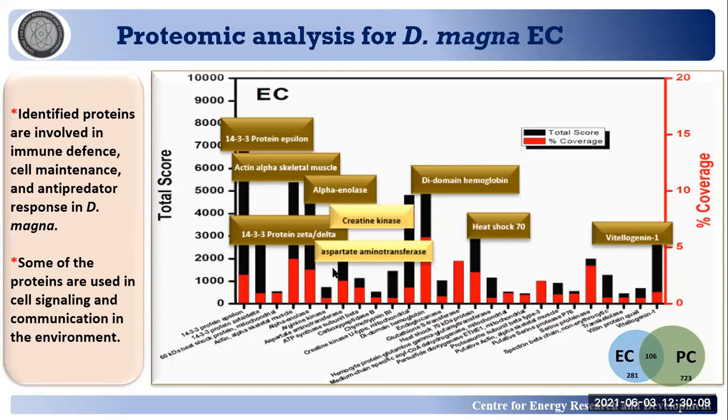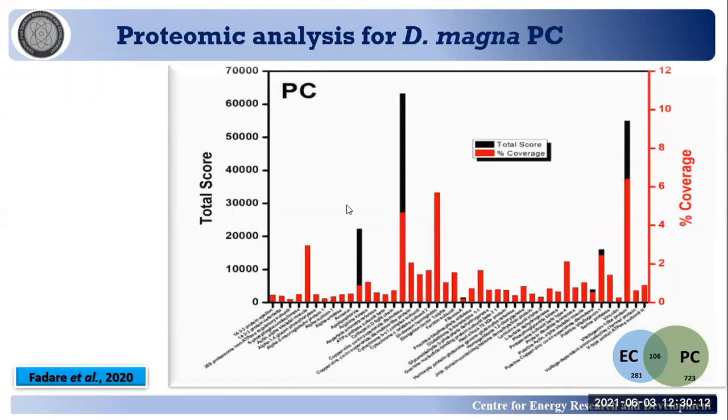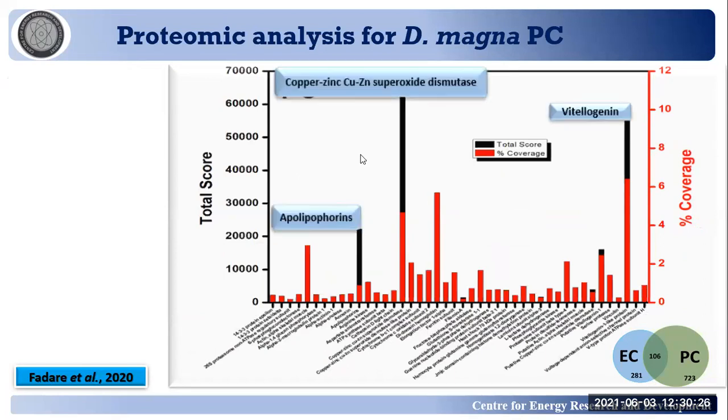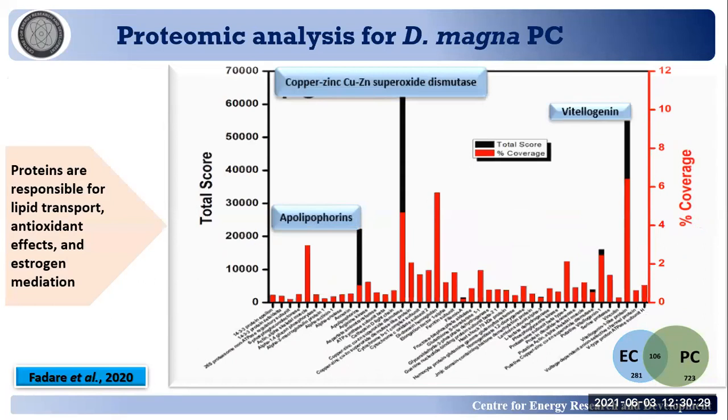This is for the ecocorona, and for the protein corona, we identify 3 distinct proteins: the apolipophorins, the superoxide dismutase and the vitellogenin. These 3 proteins are also important in the lipid transportation, the antioxidant effect, as well as the estrogen mediation of the Daphnia magna. And the implication of this is this: for the lipid transportation, it means that the metabolic activity of the animal will definitely be reduced, or be affected.